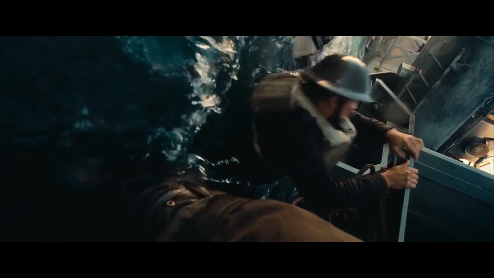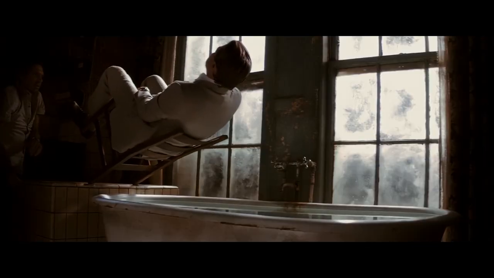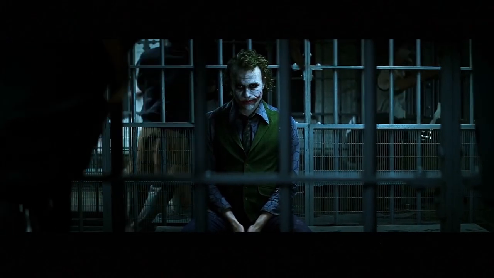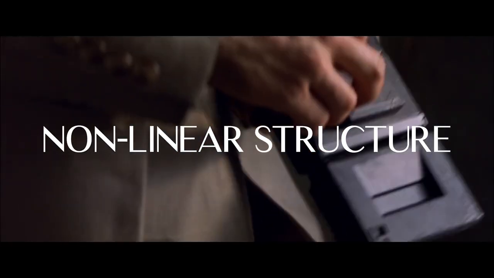A recurring pattern through Nolan's filmography is that he structures his films to present time through a particular perspective, which often leads to his films being presented in a non-linear structure.